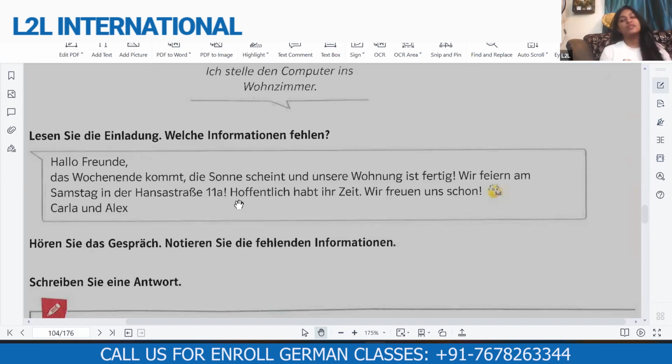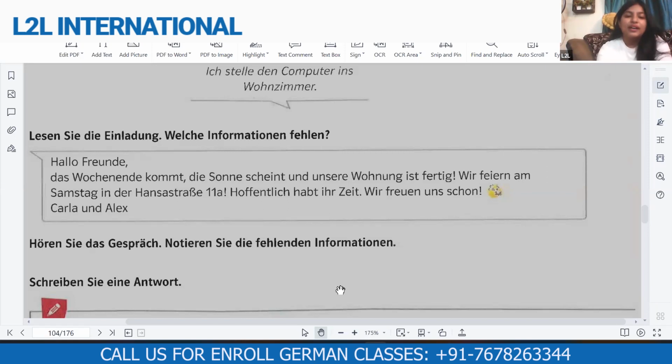And also the time is missing. Datum, on what side? Both are missing. Party, on which day? Which Saturday? This Saturday, coming Saturday, next Saturday. There is no date given, and moreover there is no time given.